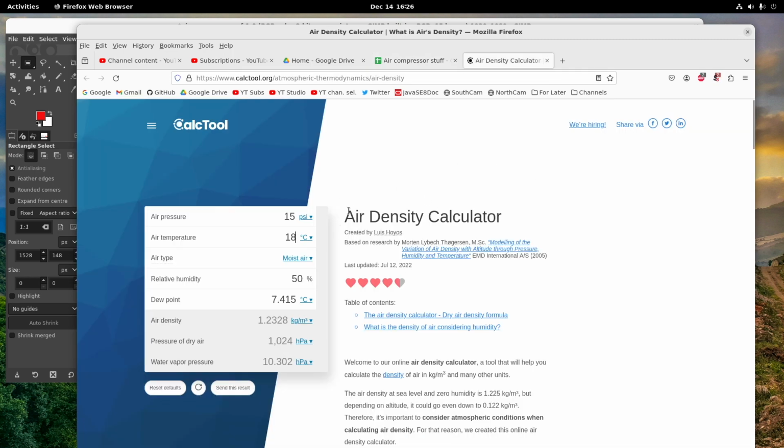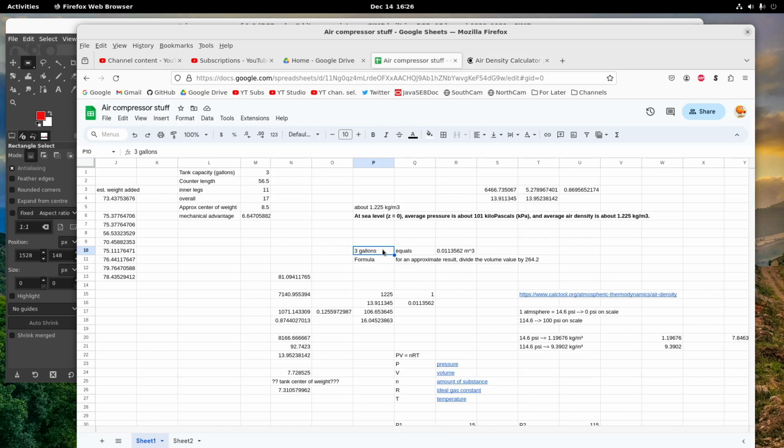I found an air density calculator, and they state that the air density at sea level with zero humidity is 1.225 kilograms per cubic meter. But since my air compressor is not a cubic meter, I have to convert the size of the tank to 1 cubic meter. It's a 3 gallon tank, so I went online and the formula is to divide by 0.0113562 in order to convert 3 gallons to 1 cubic meter. And so that's what I did here. I divided the 81 grams that I had calculated by that amount.